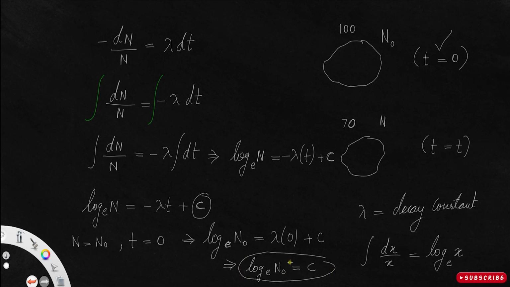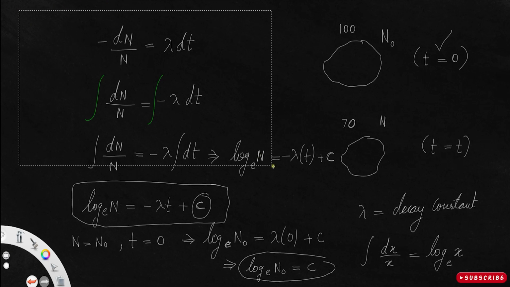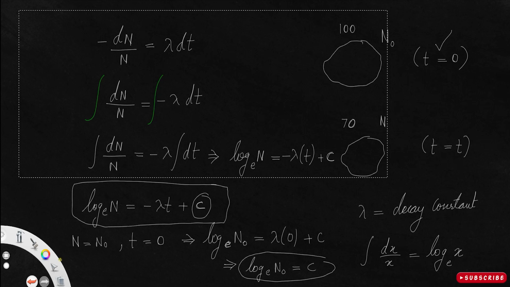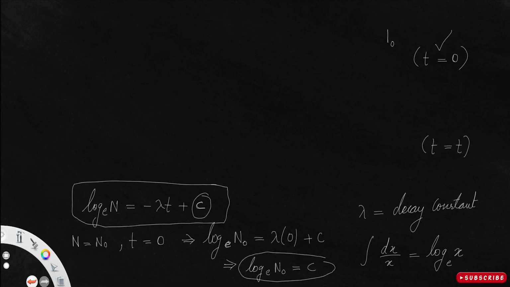Now substitute this value again in the equation. So we have log e n is equal to minus lambda t plus c. Now we have c is equal to log e n0.